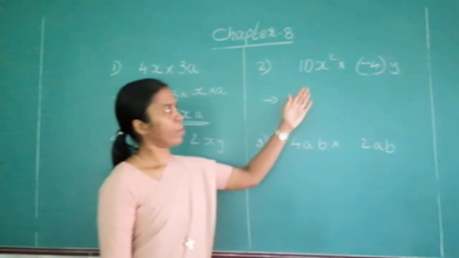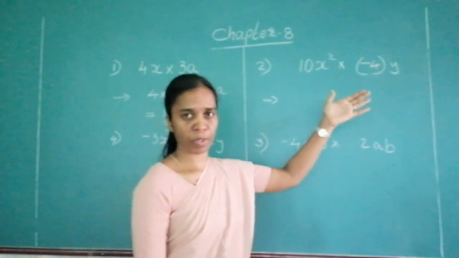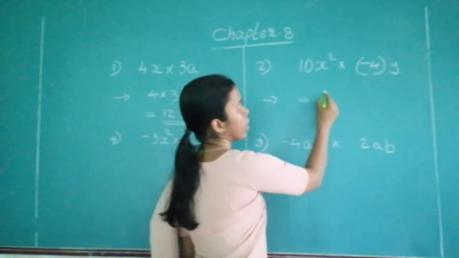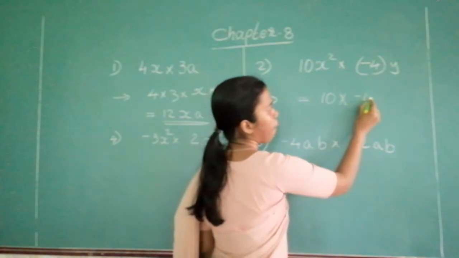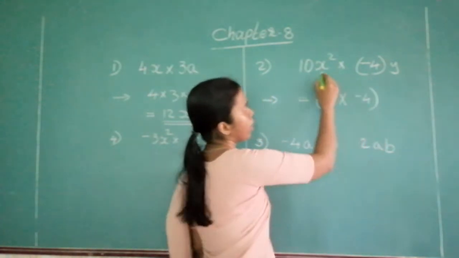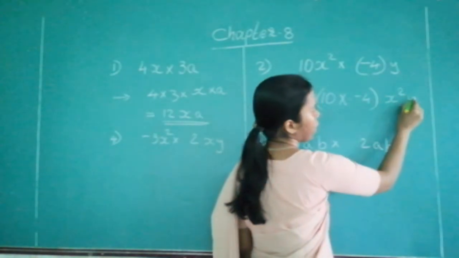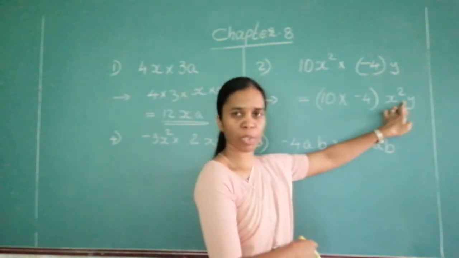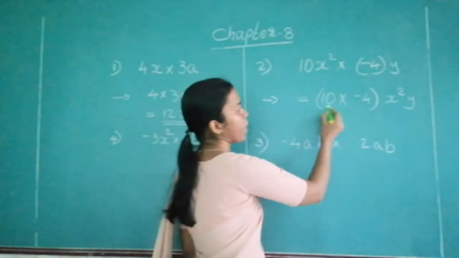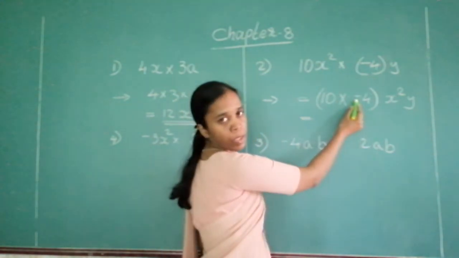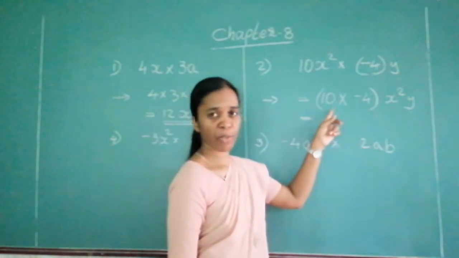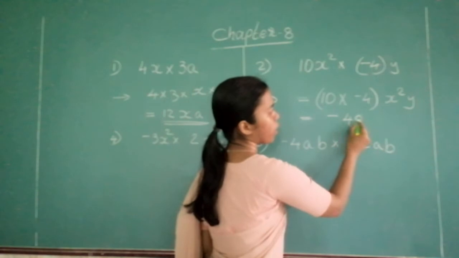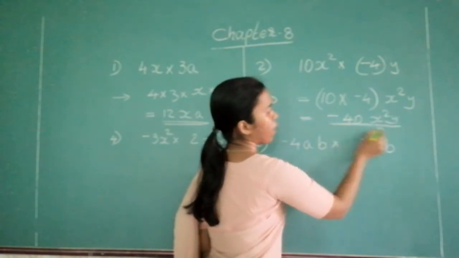Look at the second example. Are they like terms? No, they are unlike terms. Just multiply the numbers. What are the numbers over here? 10 into minus 4. Write the variables, x square, y. Just put them together. That's it. When we put them together, the operation between them is multiplication. Now when you multiply this, please take care of the sign. In multiplication and division, if the signs are different, answer is negative. So what do you have over here? Minus 40 x square y.